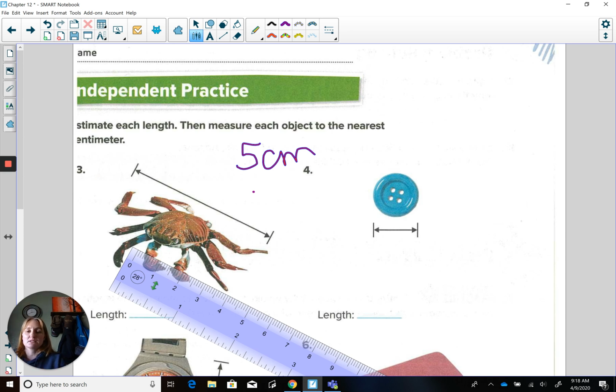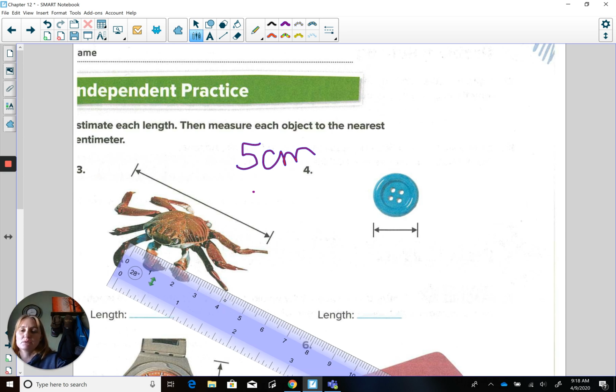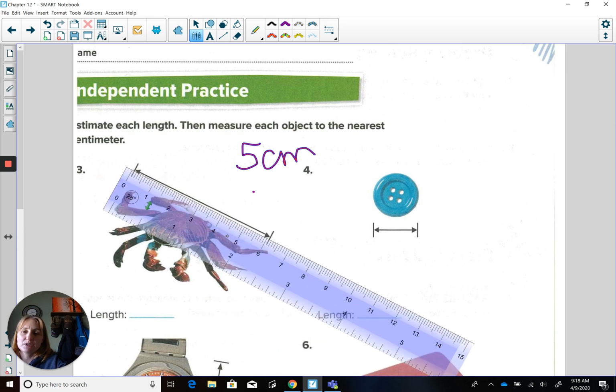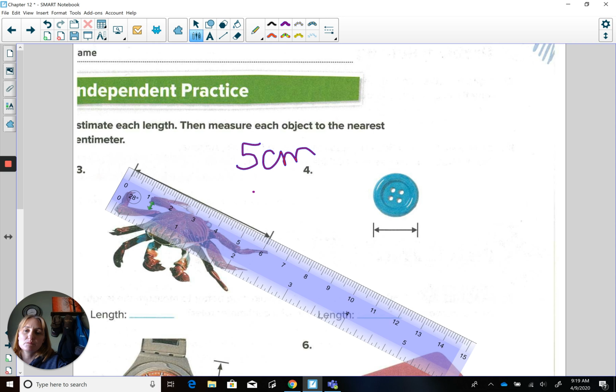So I'm going to write my estimate kind of up there just to get myself thinking about it. And then up here, put that line on 0. There. Ooh, I missed it by, you're right, 1 centimeter. So the actual length is 6 centimeters.